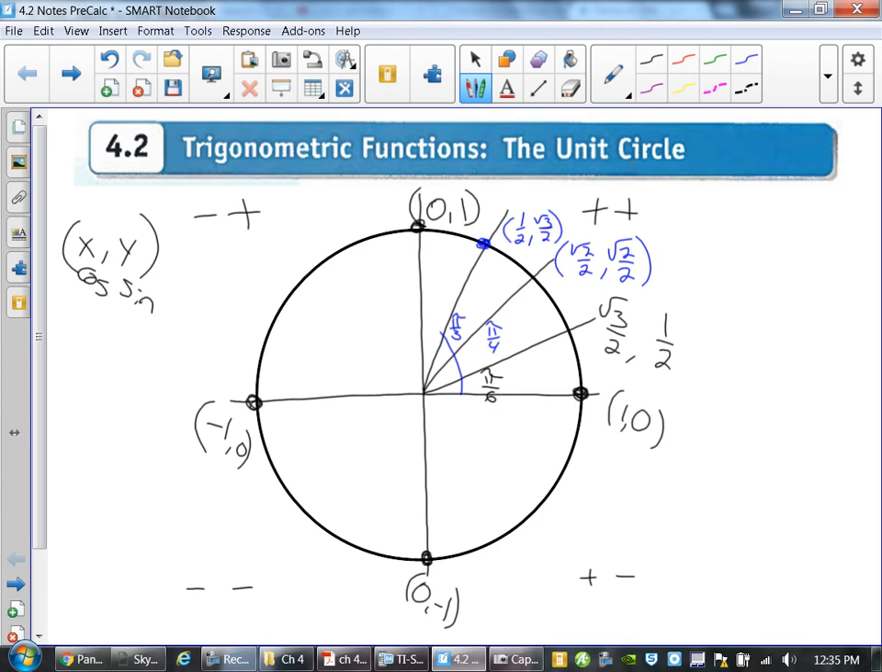Now, the weird ones come into play when you're on what's called the quadrantal. Your quadrantal angles are your 0, 90, 180, and 270.